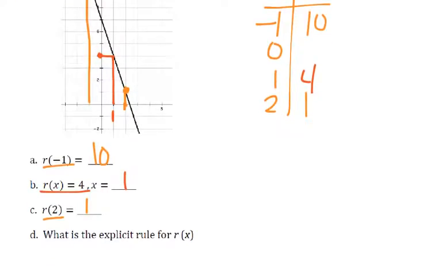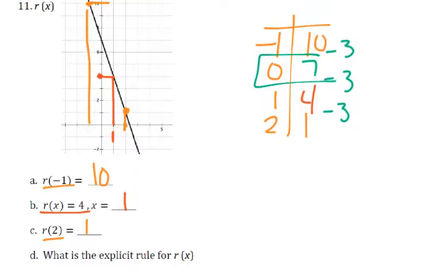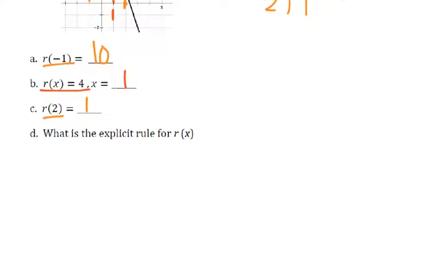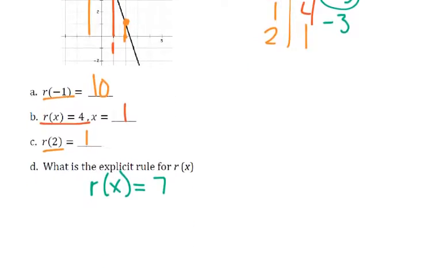So now how would we figure out this explicit rule? Well, it's linear, so we know we're adding, because it's a straight line. So from 4 to 1, we'd be subtracting 3. Well, if I go from 10, subtract 3, that's 7. Does that get me to 4? Yeah, so our starting number is 7. So r of x equals, we start at 7. What are we doing to 7? Subtracting 3, minus 3. How many times?